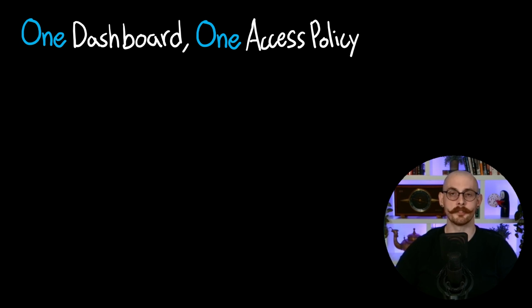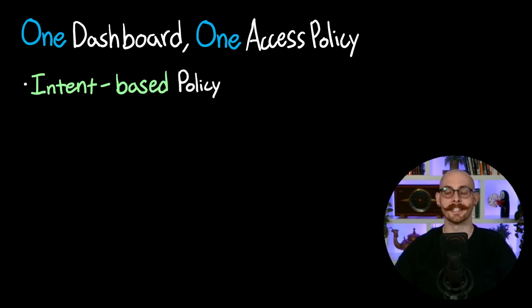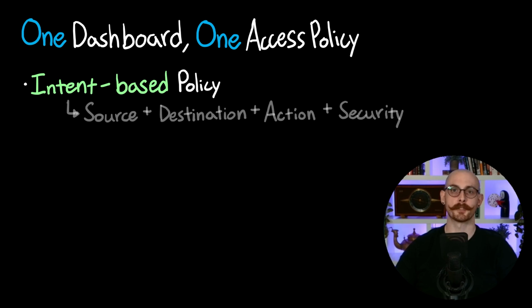To that end, Cisco Secure Access offers a cloud-hosted dashboard and one intent-based access control policy. Administrators would be able to specify the source and destination for traffic, where a source can be as granular as a user identity or group, and the destination could be a content category, an application, or a destination list. Administrators can then specify the action they want to take based on a traffic match, such as block or allow, and then configure additional security settings on top of that.